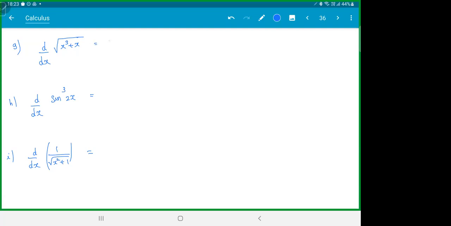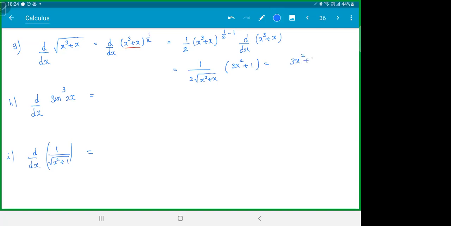So this is d by dx of x cube plus x whole power half. So this is looking like function to the power of half. So the formula is n into, that is half into the function to the power of half minus 1, and then differentiate whatever is the function inside. Half minus 1 is minus half, so it comes into the denominator. 2 root x cube plus x. The differential of x cube is 3x square and of x is 1. 3x square plus 1 by 2 into root over x cube plus x. Check.